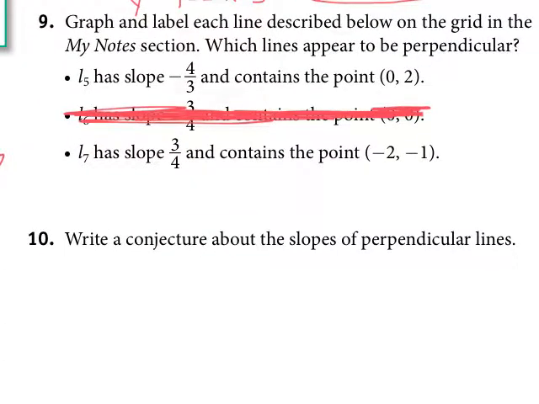We need to know then what that means about the slopes of perpendicular lines. You see the slopes are -4/3 and 3/4. I want you to take a quick 30 seconds and talk with your groups about what the difference is between those two slopes. Go ahead. The numerator is negative on line 5. The numerator on line 7 is positive.